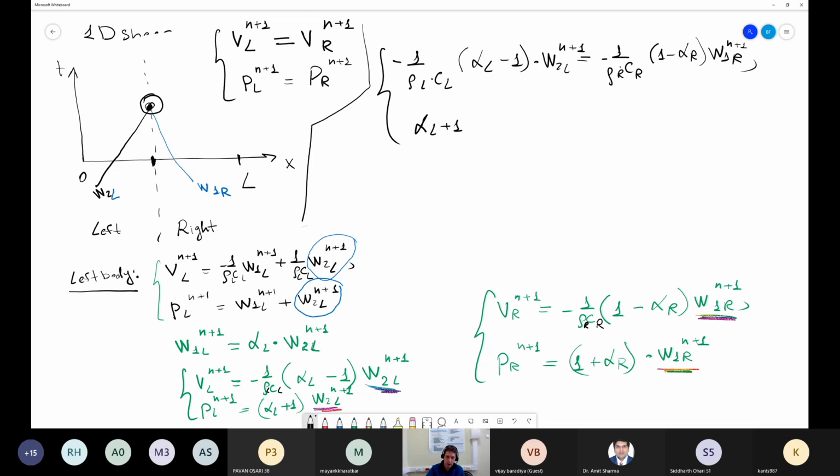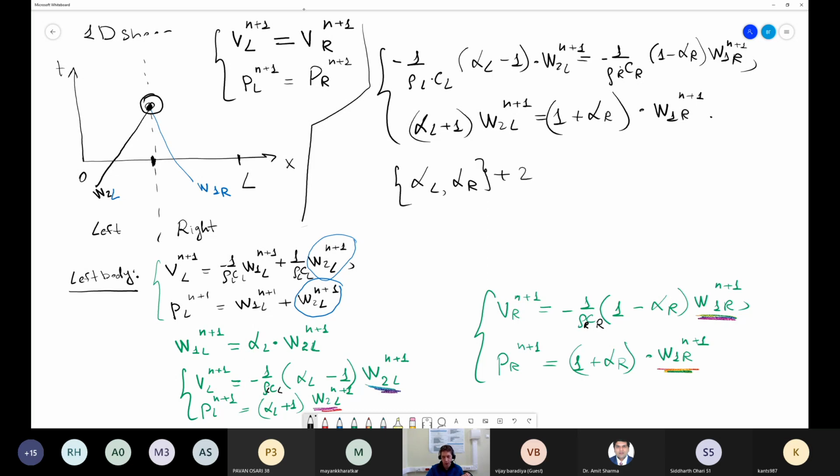Alpha L plus 1 multiplied by the W2 left n+1 is equal to 1 plus alpha R multiplied by the W1R n+1. So now you have two unknowns, alpha L and alpha R, and two linear equations. So you can solve it analytically for each node where you have the gap in parameters. You have to solve, but you can do it analytically.